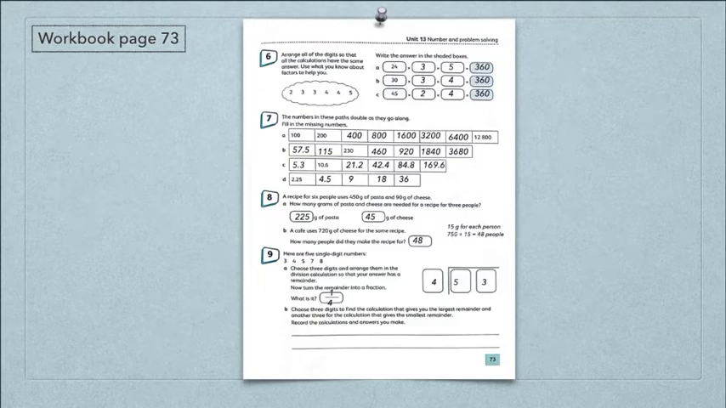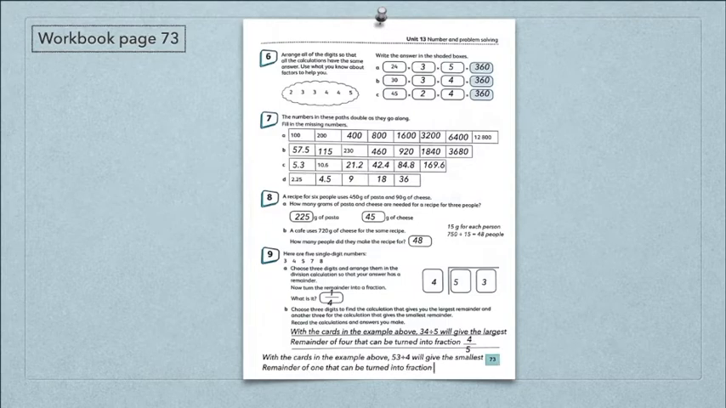After trying out many combinations of the numbers, you will figure out that with the cards in the example above, 34 divided by 5 will give the largest remainder of 4, which could be turned into the fraction 4 over 5. Now about the smallest remainder, with the cards in the example above, again, 53 divided by 4 will give the smallest remainder of 1, which could be turned into the fraction 1 over 4.